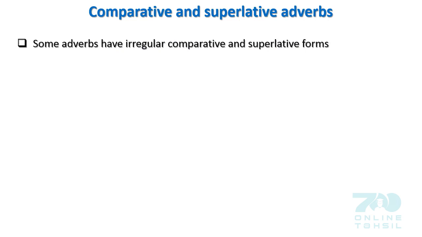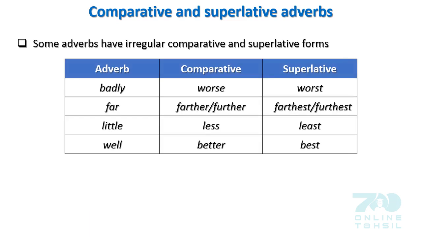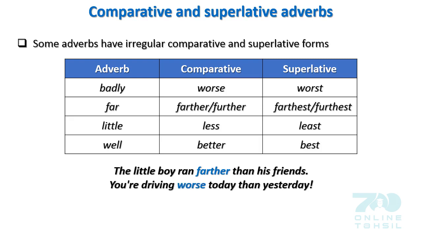Some adverbs have irregular comparative and superlative forms. Look at the table. Adverb: badly, comparative: worse, superlative: worst. Far, farther, further, farthest, furthest. Little, less, least. Well, better, best. Examples: The little boy ran farther than his friends. You are driving worse today than yesterday. He played the best of any player.